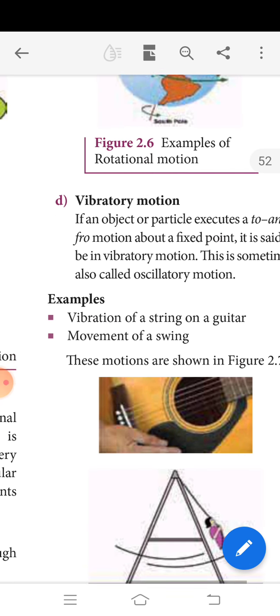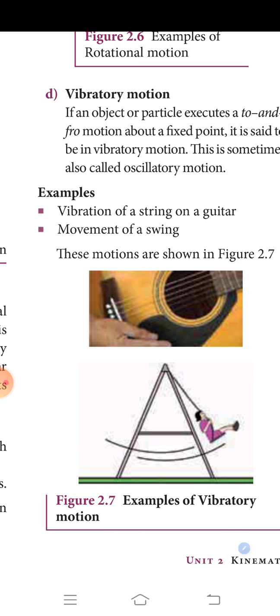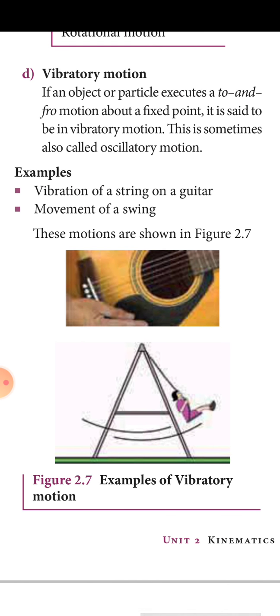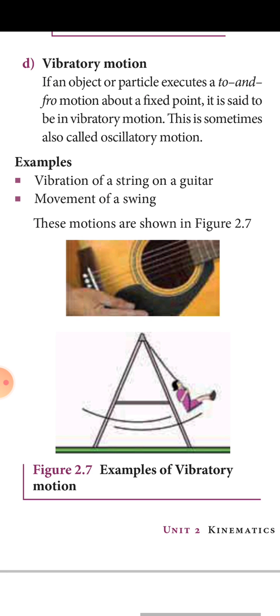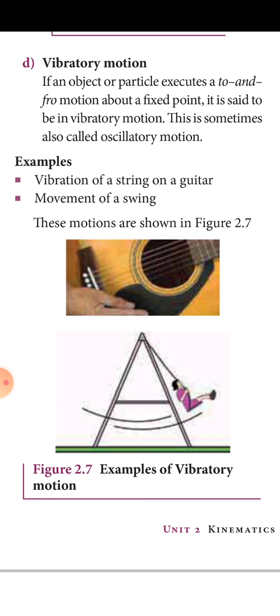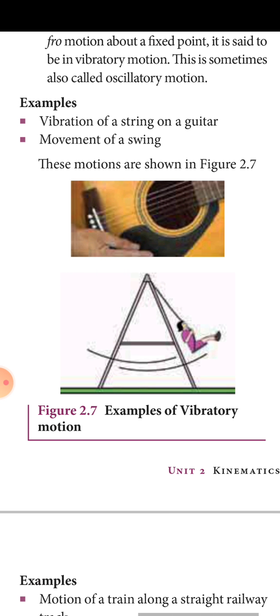And fourth, vibratory motion. Vibratory motion means that if an object or a particle executes to-and-fro motion about a fixed point, it is said to be in vibratory motion. This is sometimes called oscillatory motion. For example, the first one, vibrations of a string on a guitar, and second, movement of a string.